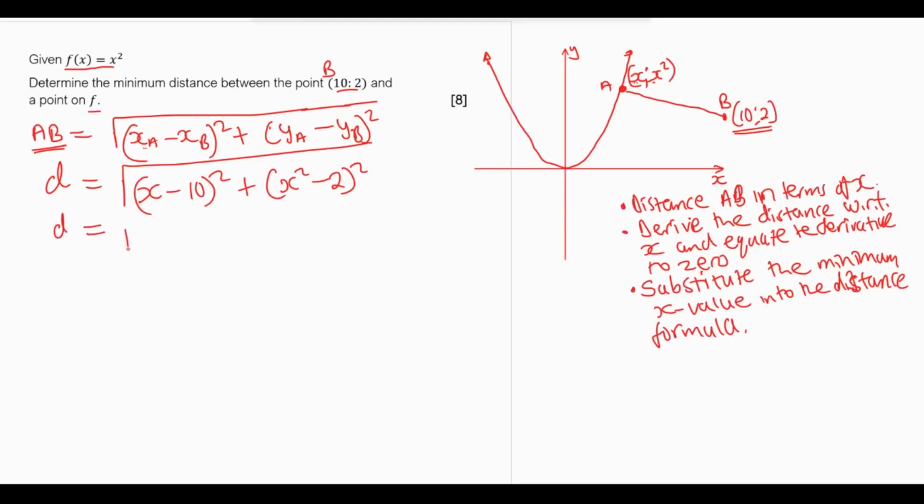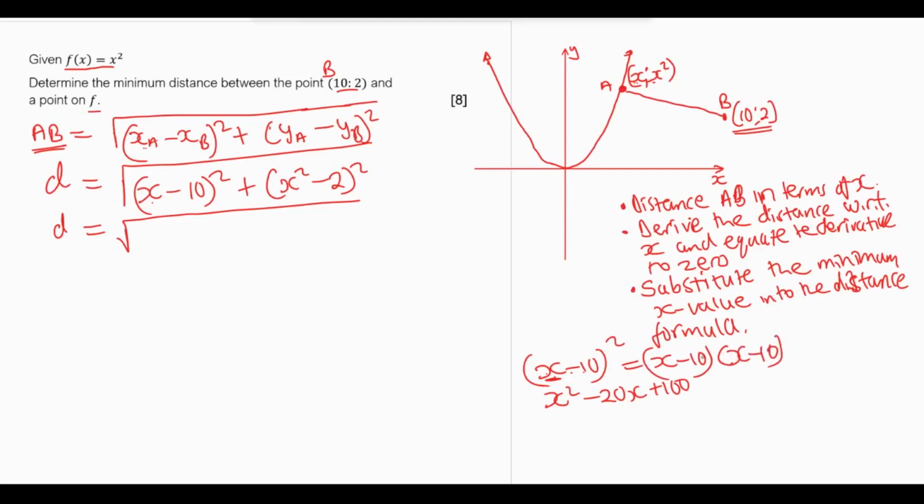D is equal to the square root of x minus 10 squared. If you expand that, you get x squared, then 2 times x times negative 10 is negative 20x, and then plus 10 squared, which is 100. Or you can do the long way. This is like x minus 10 times x minus 10. Using the FOIL method, you still get this. So this is x squared minus 20x plus 100.